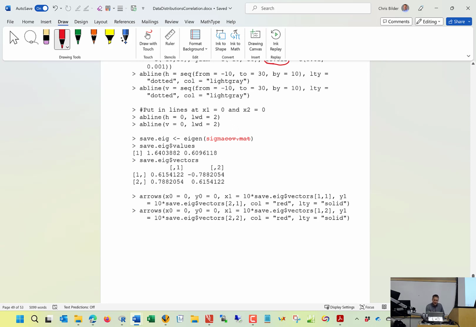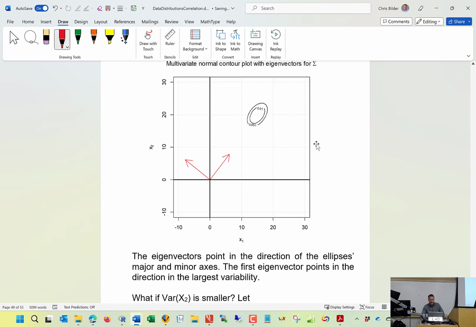Here are my eigenvalues and eigenvectors. Notice there's a small change to the code there. I should have put sigma there rather than, for some reason, code.mat. So I can put that in eigen, and then I can get the eigenvalues out with the values component of the object that I saved. I can also pull out the vectors as well. I can plot the vectors with the arrows function as we did before.